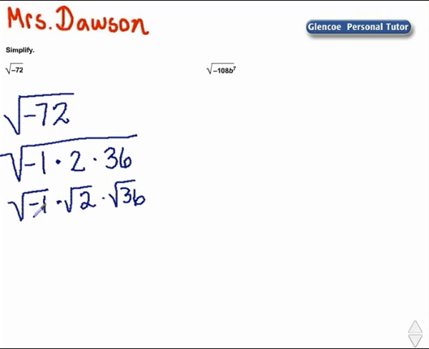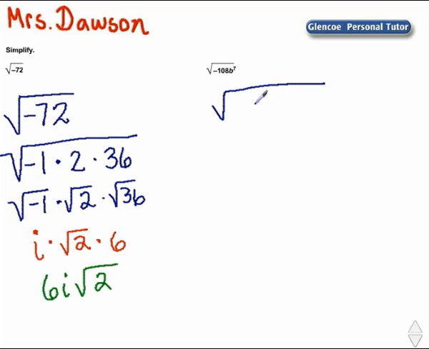The square root of negative 1 is the imaginary number i. The square root of 2 does not simplify. It's an irrational number. And the square root of 36 is 6. So the only thing left to do is rewrite this so that the irrational number is at the end. The square root of negative 72 simplified is 6i times the square root of 2.